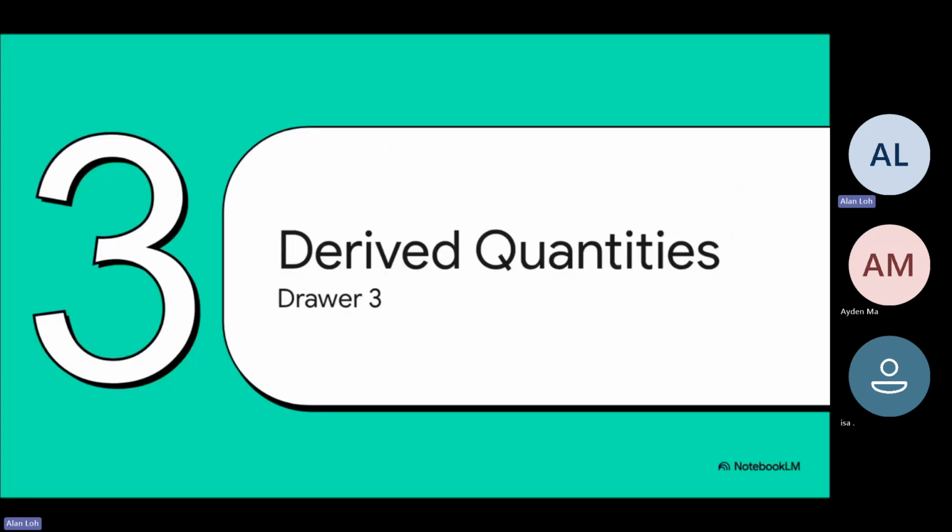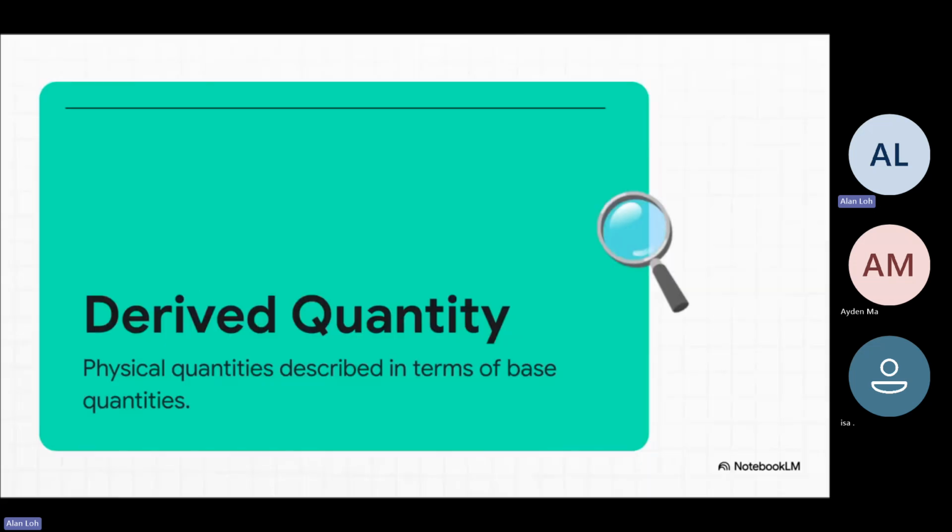Let's pop open Drawer 3, Building Derived Quantities. This is where things get really fun. If base quantities are the flour and eggs, derived quantities are the fully baked cake. They are formed entirely by describing physical quantities in terms of base quantities through simple multiplication or division.